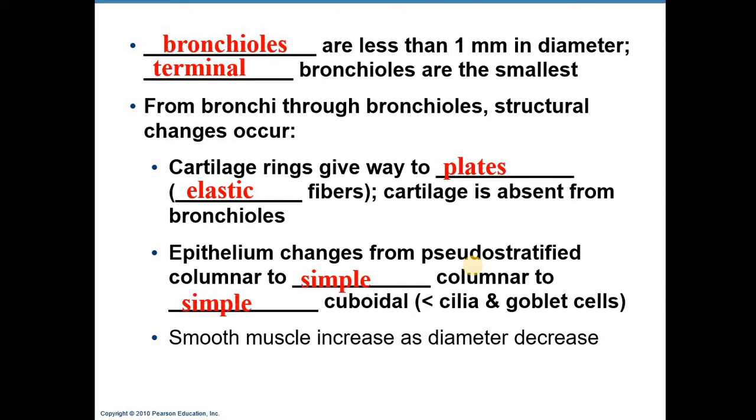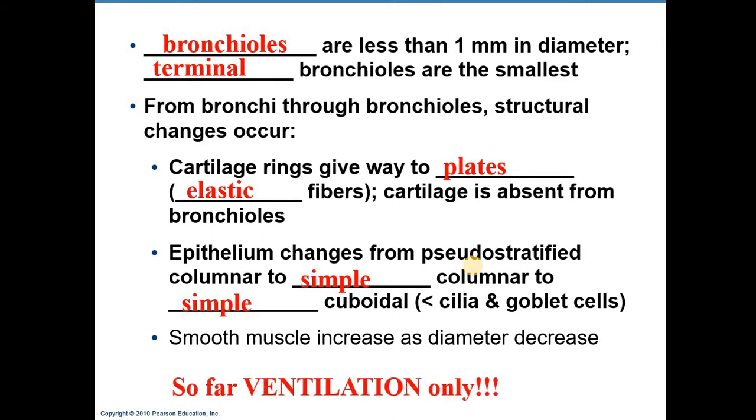Smooth muscle increases as diameter decreases. Remember, smooth muscle is involuntary movement, and things are able to move along that tract because of the function of smooth muscle. The type of epithelial tissue allows for secretion and absorption. So you will increase in branching, but the size of the bronchioles actually gets very small.